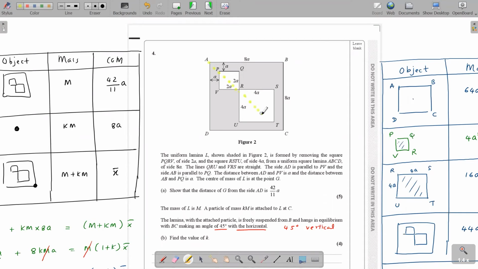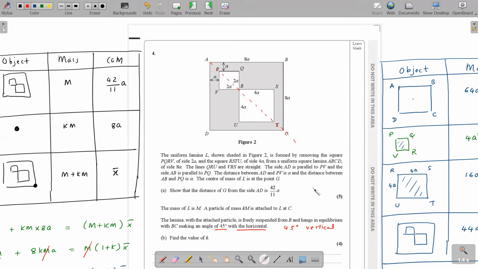So if there's a line of symmetry, what does it indirectly mean? It means your center of mass definitely lies on this line of symmetry. Are you agreeing with me? So this is my line of symmetry, which means the part A answer I found. They told me the distance of G from the side AD is 42 over 11A, right? So do you think this 42 over 11A could be anywhere randomly over here? No, it must be on this line of symmetry.